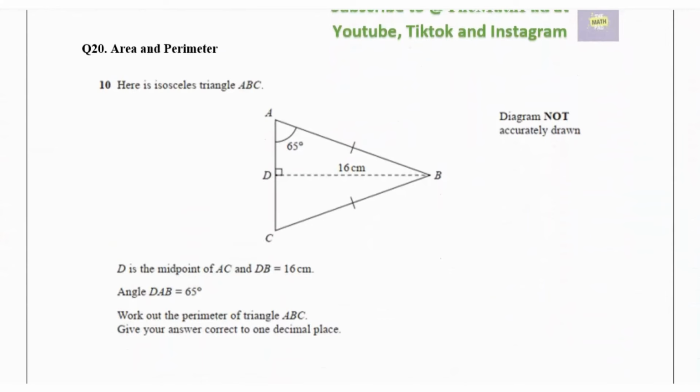Then area and perimeter, here's an isosceles triangle ABC. D is the midpoint of AC and DB is 16 centimeters. Angle DAB is 65 degrees. We have to work out the perimeter of the triangle ABC.